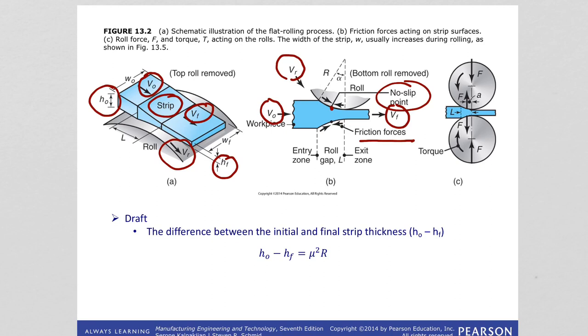But on the left-hand side of that point, the roll moves faster than the strip. This is because, with the aid of friction, it wants to catch the workpiece and roll it under it. So friction is helping the motion. When you pass the no-slip point, where the velocity of the workpiece is equal to Vr, on the right-hand side of that neutral point, the strip moves faster than the roll.